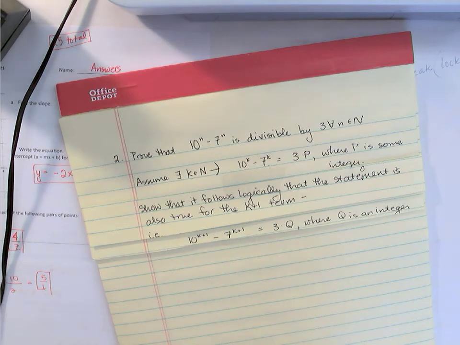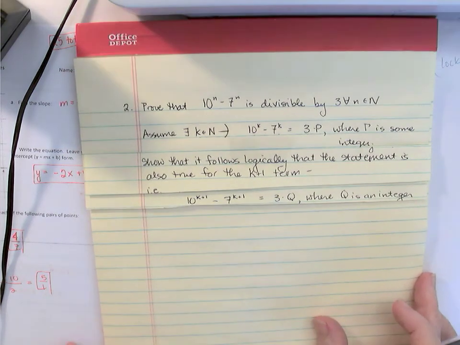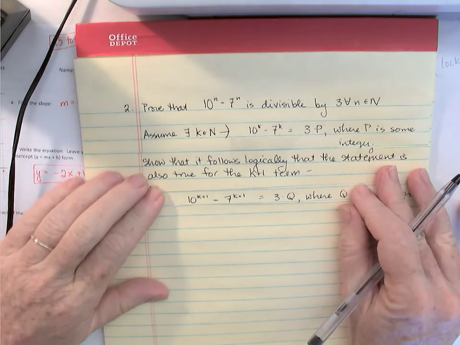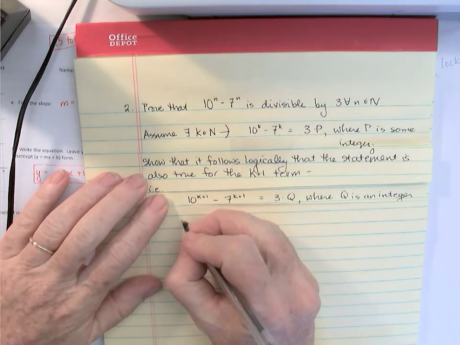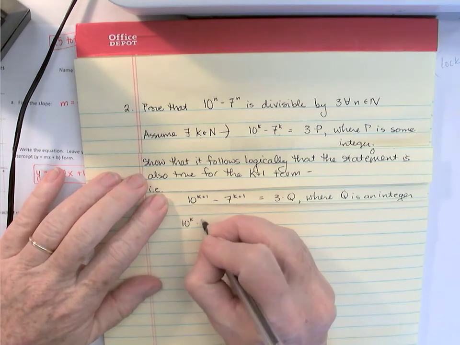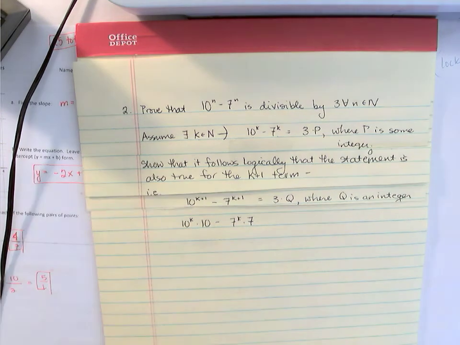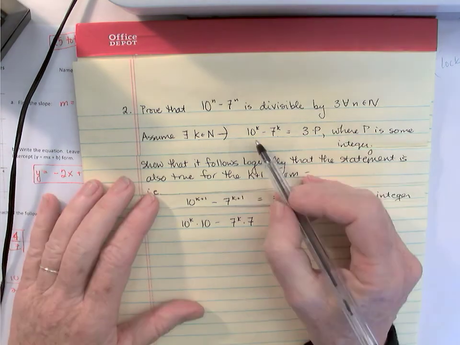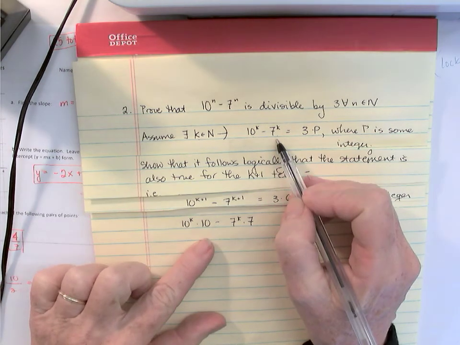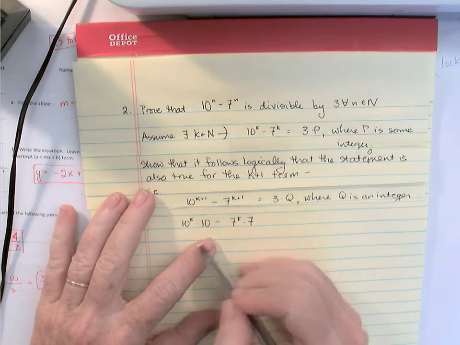So this is another way to do question number 2, and it might appeal to you a little bit more. So we're going to start with the same situation. We're going to rewrite this expression as 10 to the k times 10 minus 7 to the k times 7. And again, this is a little irksome because I know that I need to have a 10 to the k minus a 7 to the k, and I can't factor anything out.